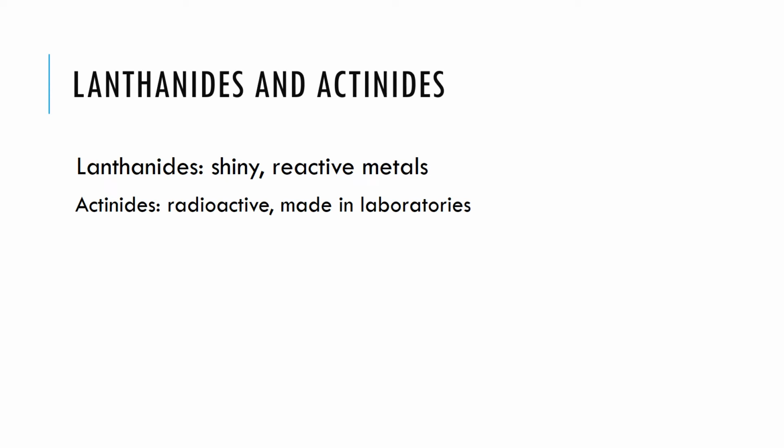All right, those bottom 2 groups on the periodic table there are called our lanthanides and actinides. So the lanthanides are shiny reactive metals, and that's our top row, our top period in that grouping. And our actinides are the bottom row, the bottom period in that grouping down there, and those are radioactive and are made in laboratories. So they're not something we're finding in nature. They're something that we're creating in a lab, so they're synthetic.